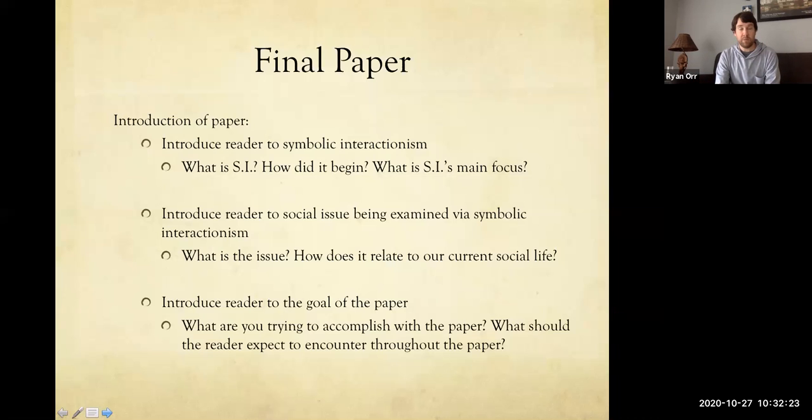And then finally, you're going to be talking about the goal of the paper. So what are you trying to accomplish? What should the reader have left in them after they leave the paper? What can they take away from the experience? So, overall, I follow the method of starting general, what is symbolic interactionism, and then specific, your issue, and then more specific, the goal of the paper. What should the paper be trying to accomplish, and what should the reader expect to find throughout the paper.